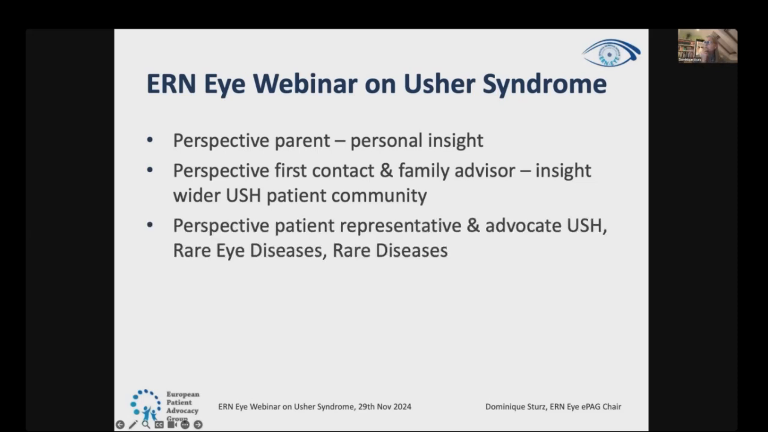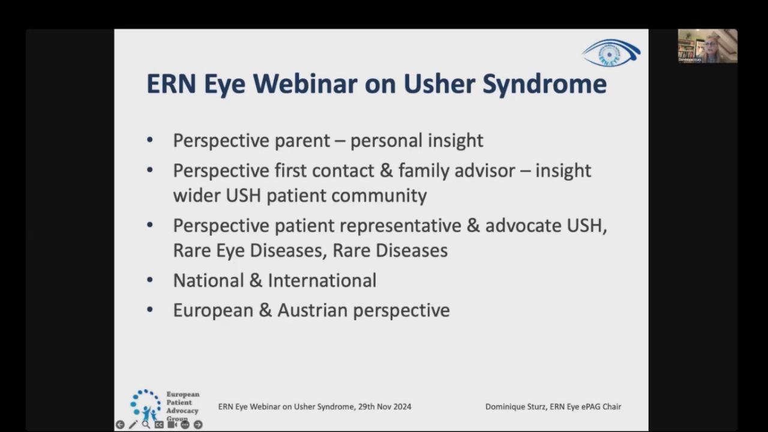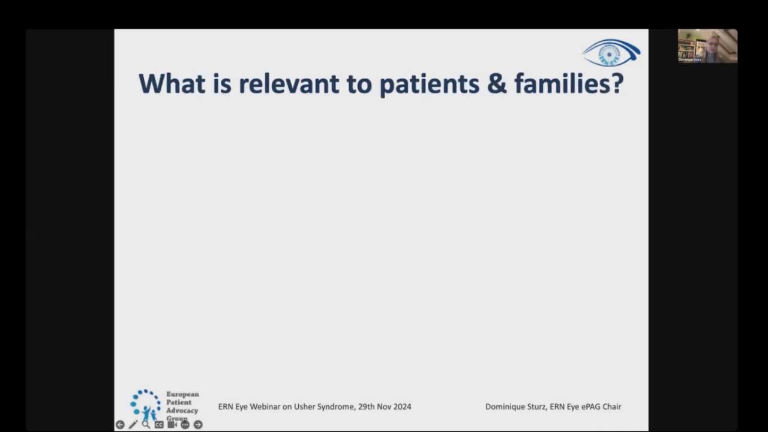I'll also include the perspective of the wider rare eye disease space and the rare disease space, on a national and international level. So I have quite a complete picture of the heterogeneity of how diagnosis, treatment, and care is done in European countries for the whole rare disease space and especially for the Usher space, of course. And this is all included in the findings that I will present to you.